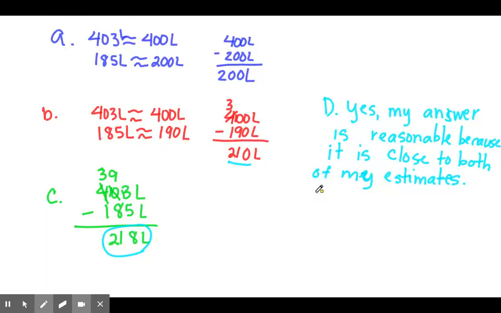Okay, but it also asks which estimate is closer to the exact answer. Okay, so we're going to say rounding to the nearest 10 liter is closest to my actual answer.